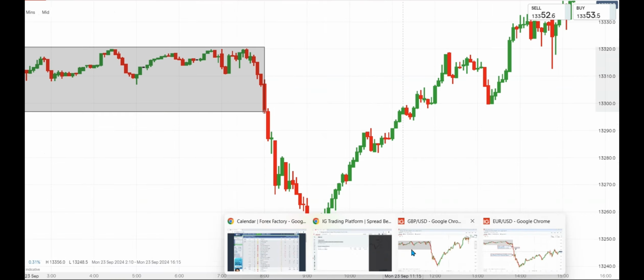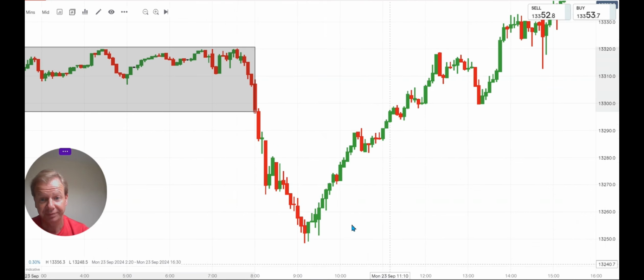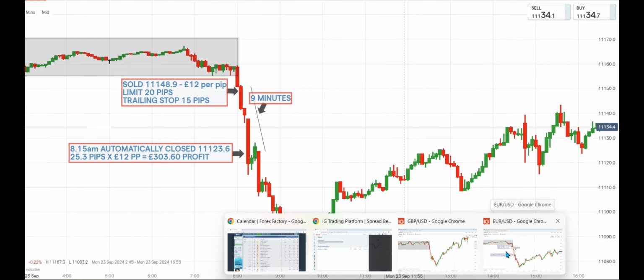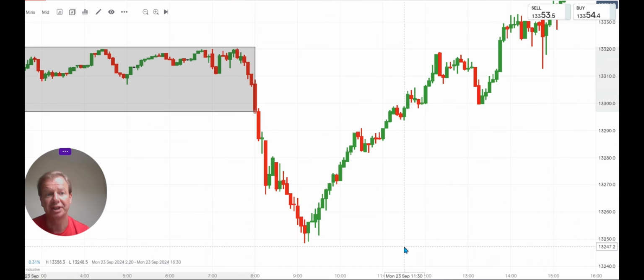And we can look at the pound US as well. And you see the pound US. There's the pound US. There's the Euro US. You see they're practically symmetrical. And that's because they're correlated pairs, which means they move in the same direction. So if you had a trade on the pound US and a trade on the Euro US at the same time, you could almost double your profits, or you could double your losses. That's why you've got to be careful when you're trading different currency pairs. Are they correlated or not?